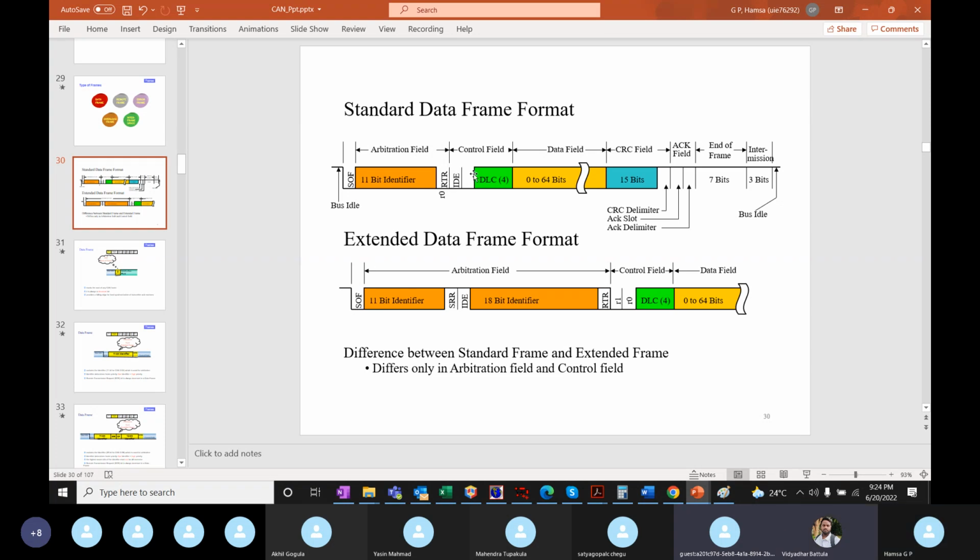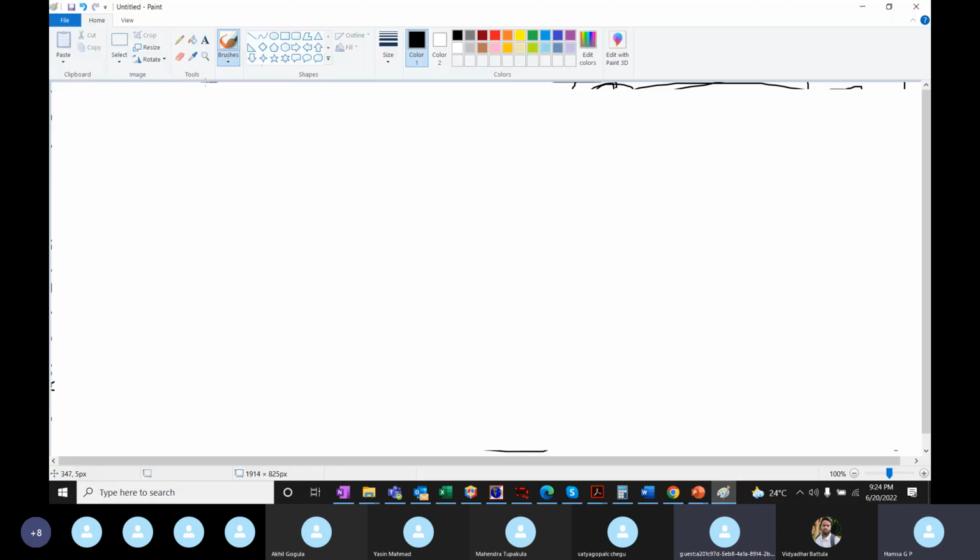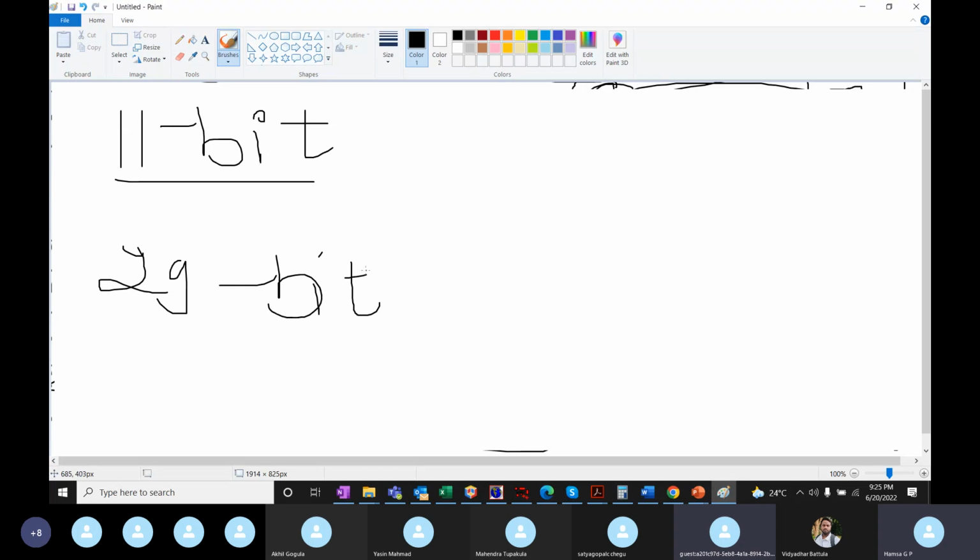Clear. Next is IDE, nothing but identifier extension. To explain this, I have to explain one more concept. Just now we have discussed 11-bit, and we have two types of data frame structure. One is 11-bit, another one is 29-bit. We have seen how the 11-bit identifier looks. Why do you think we have two types of data frame structures? And what is the use of having the 29-bit structure?